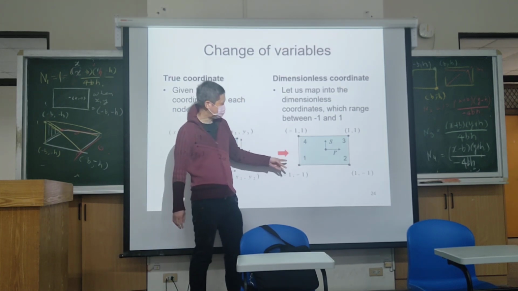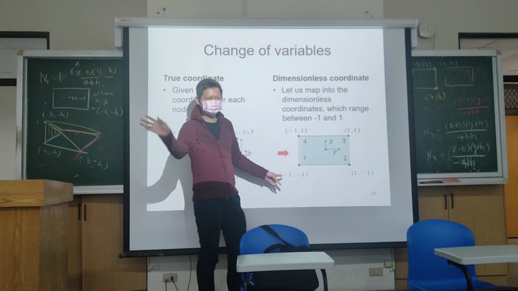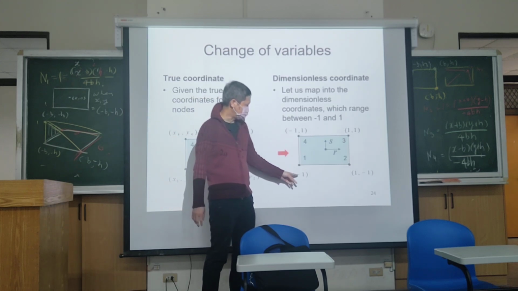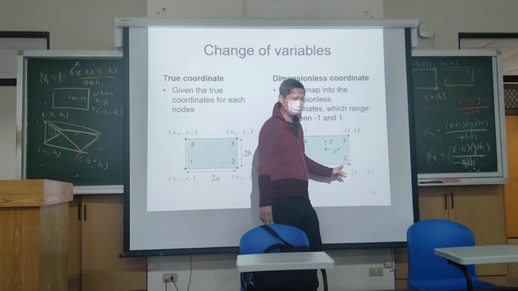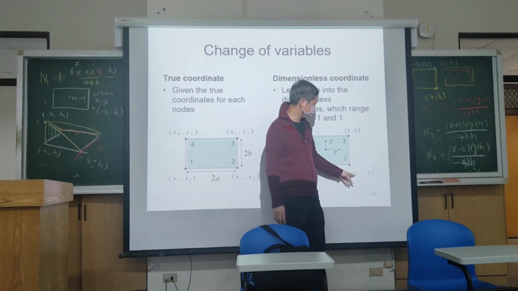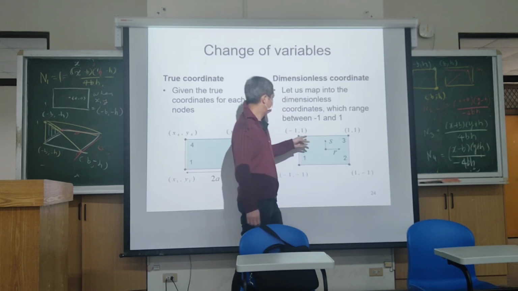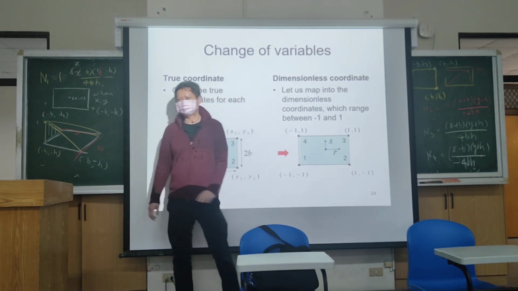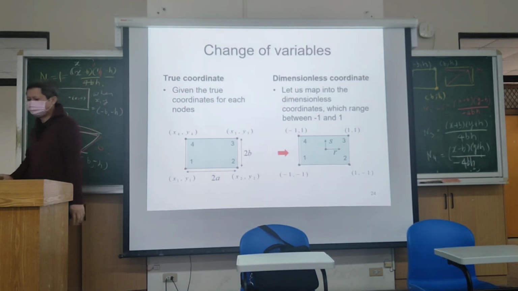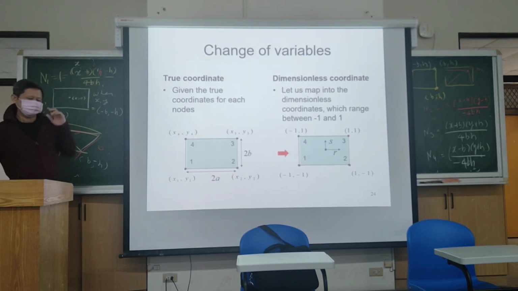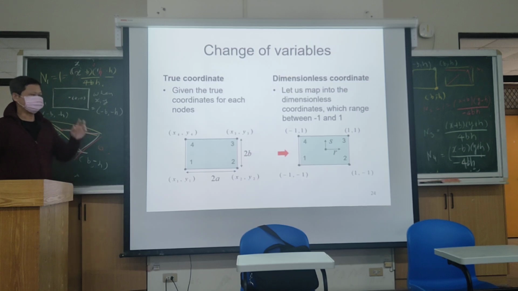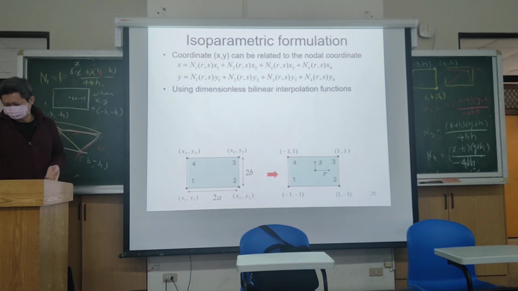Then my natural coordinate will have 4 nodes. That 4 nodes is very simple. -1, -1 for node 1. And for node 2 it is 1, -1. And for node 3 it is 1, 1. And node 4 is -1, 1. Okay? So then, what's the good thing about that? Since you're not handling the absolute coordinate now, you're handling the natural coordinate, your integral becomes very simple.